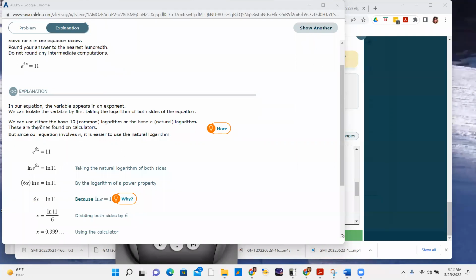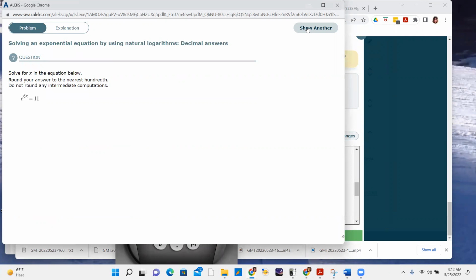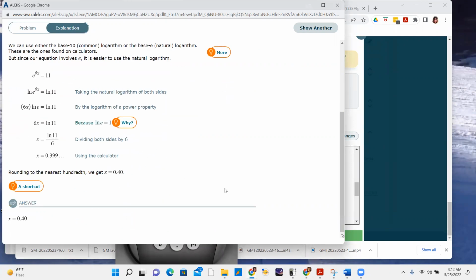And ALEKS also points out that you could still take the common log of both sides, but it's easier to use the natural log because of the e, which is what I've been saying too. Okay, are you guys good with this one?